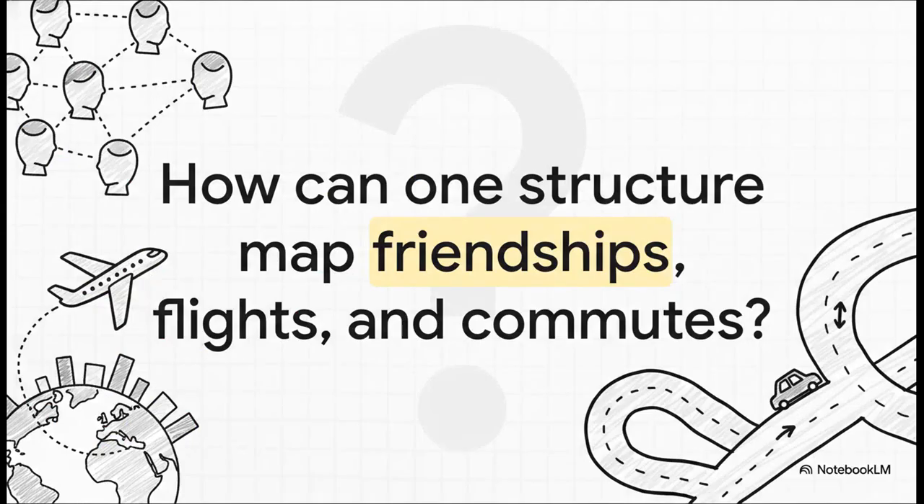But here's where it gets really mind-bending. That exact same structure, that simple map of dots and lines, doesn't just describe the internet. It also perfectly maps out your social circle, all the airline routes in the world, and even the best way to get home from work. So how on earth can one single concept explain so many different things?